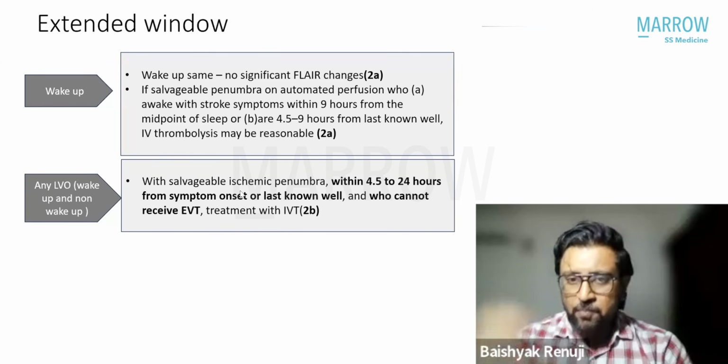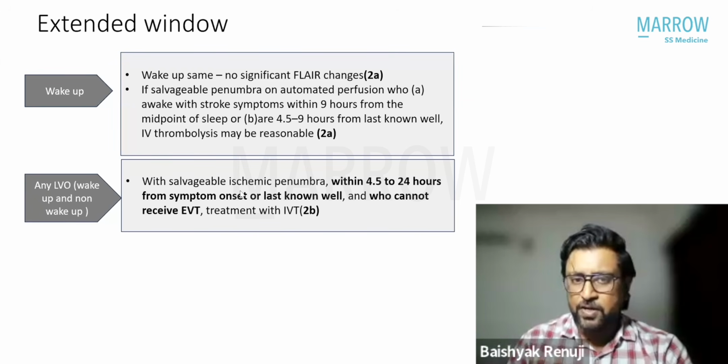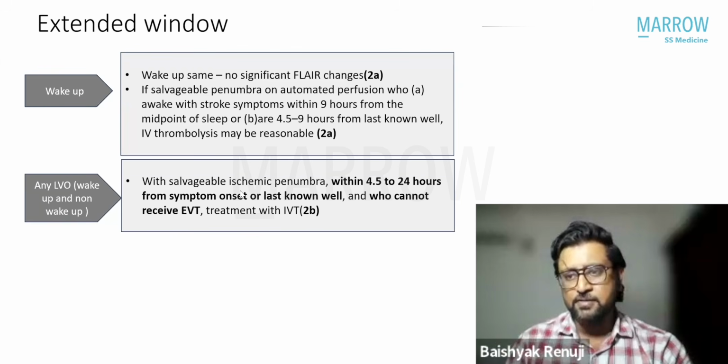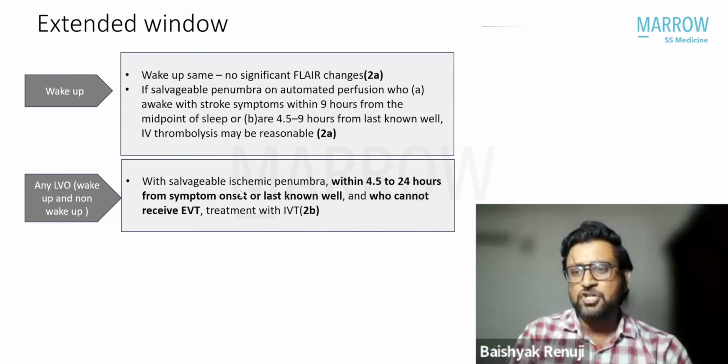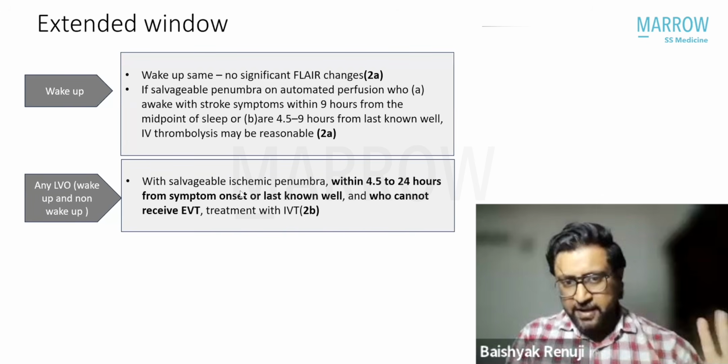If thrombectomy cannot be done in such a scenario, you can still offer thrombolysis, but the evidence is much less. More importantly, you should make sure that salvageable tissue is there. So there comes one problem.